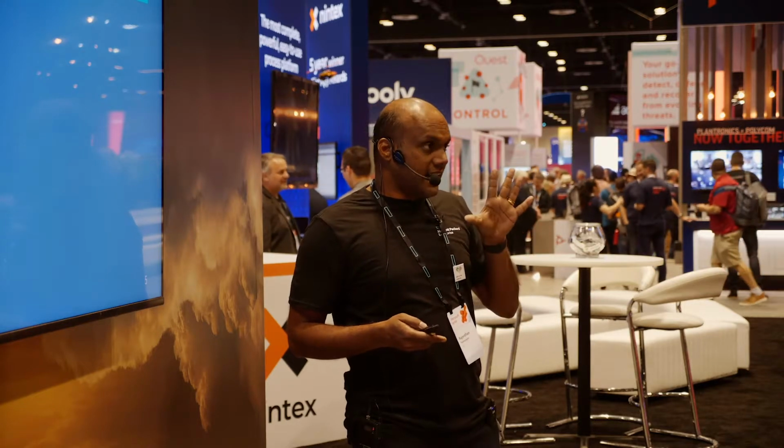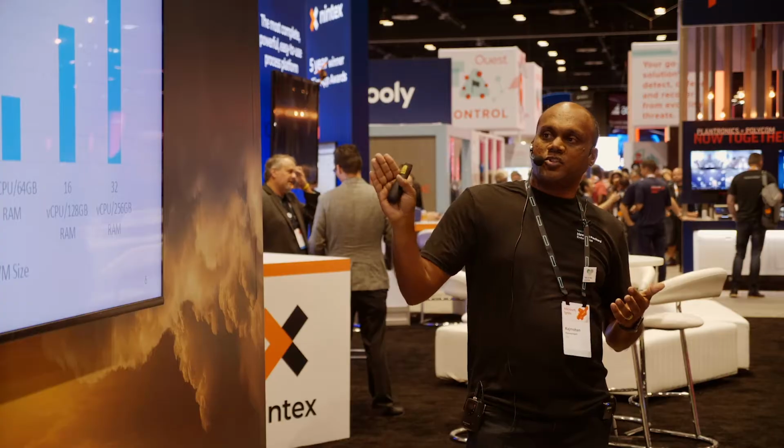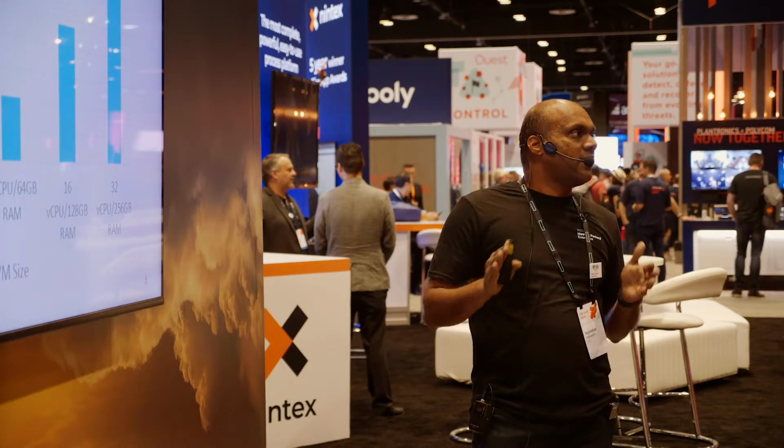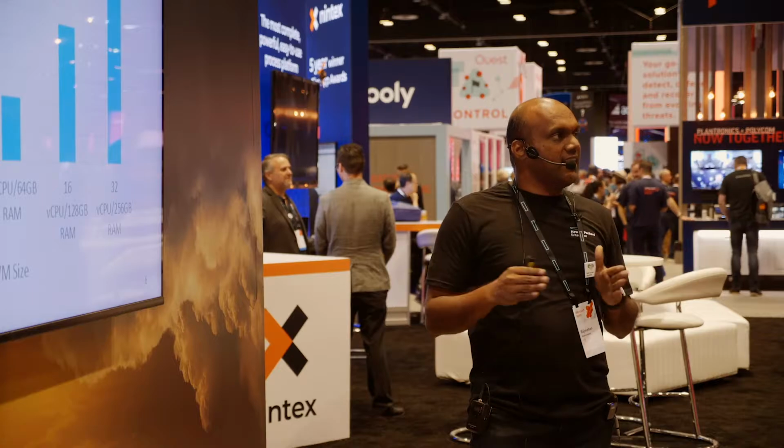Now I'm going to give you the real performance data showing that it really can scale well. First, I'm going to talk about scale-up capabilities with HPE SimpliVity. You can scale up from 2 vCPU and 16 gig RAM to 32 vCPU with 256 gig of RAM. And you can see performance doubles as we double the resources. So you can scale linearly with the HPE SimpliVity platform.